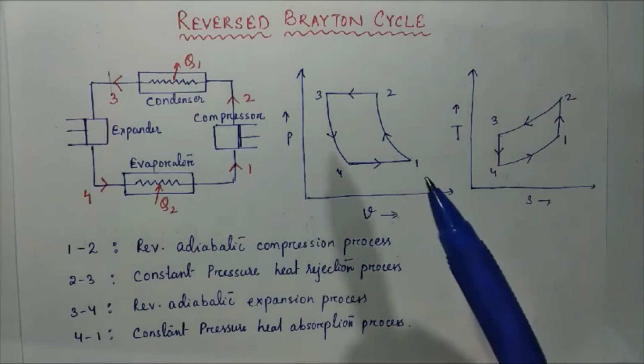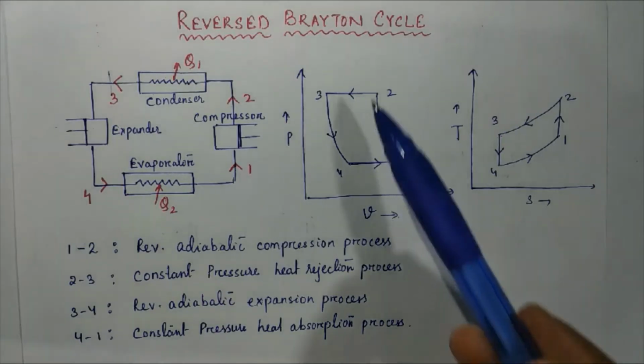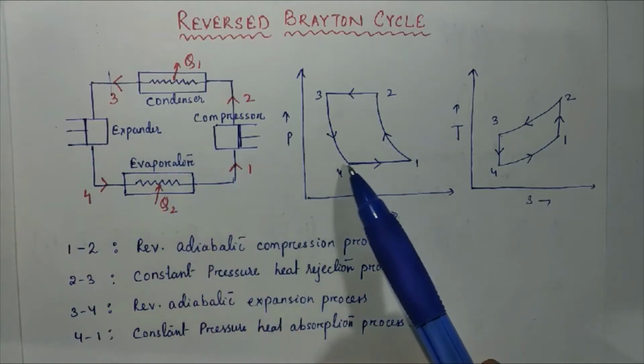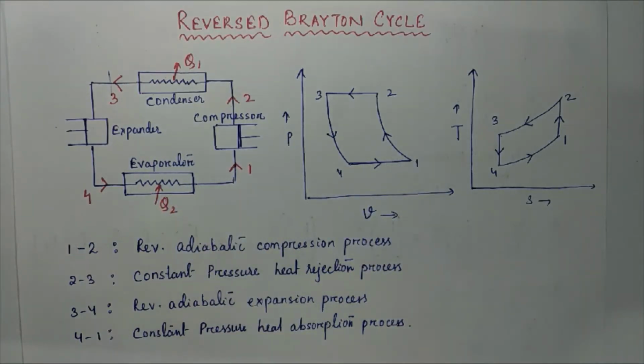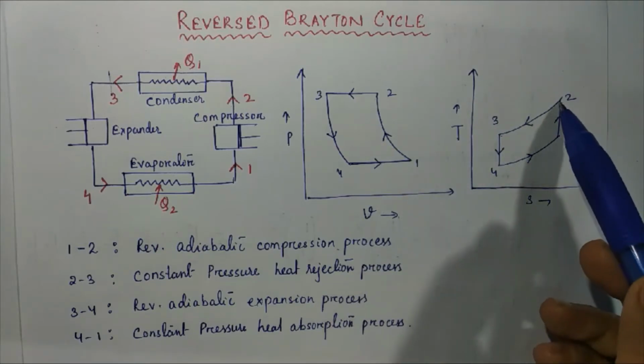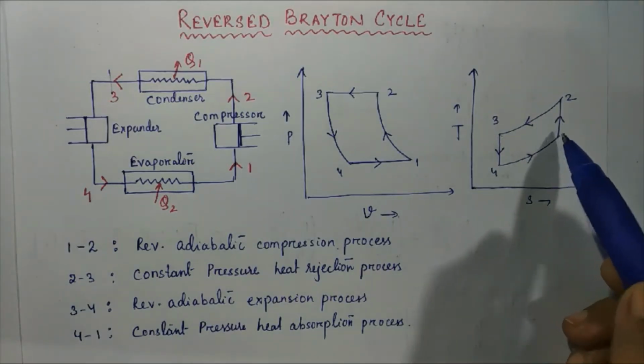Here the processes are 1 to 2, 2 to 3, 3 to 4 and 4 to 1. 1 to 2 represents compressor, 2 to 3 represents condenser, 3 to 4 expander and 4 to 1, that is evaporator. Within the compressor, the process that takes place is a reversible adiabatic compression process. This we consider for the PV diagram as this one, and for the TS diagram this one. As it is a reversible adiabatic compression process, during this process the entropy of the system remains constant. That is clearly shown in this TS diagram.